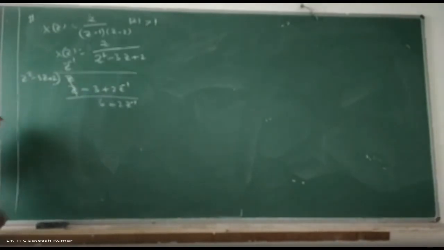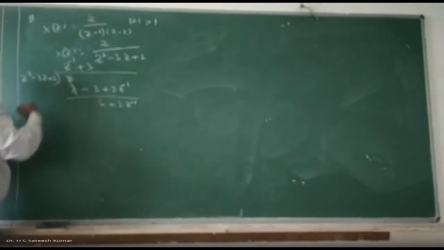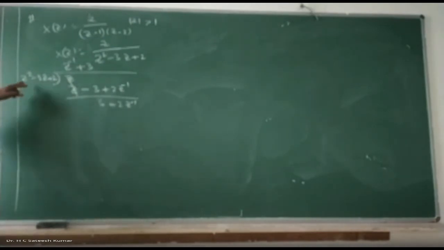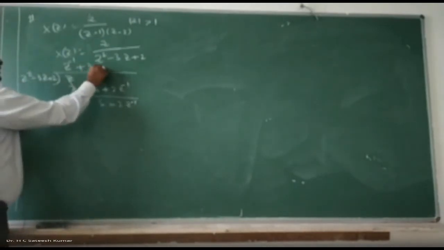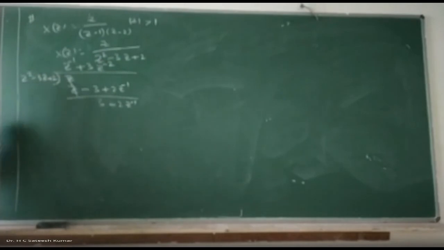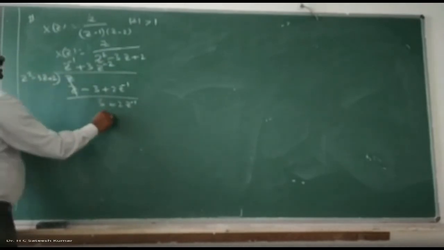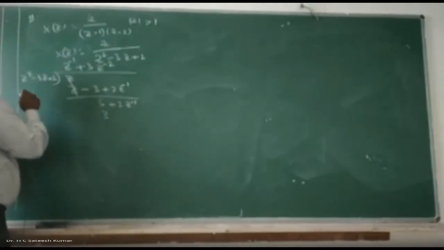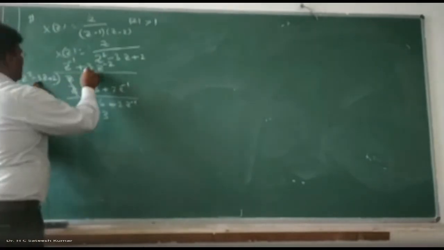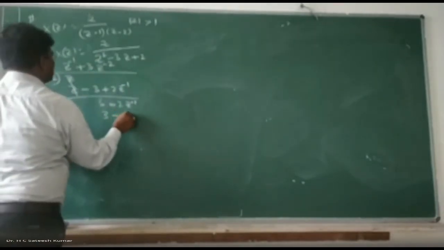If you want to get 3, what should you do? I multiply by 3. If you want to cancel out z square, what should you do? Multiply by z to the power of minus 2. So what will you get? 3, you will get it. Z to the power of minus 2 into z square is what? 1. And 3 into 3 is what? Minus 9.